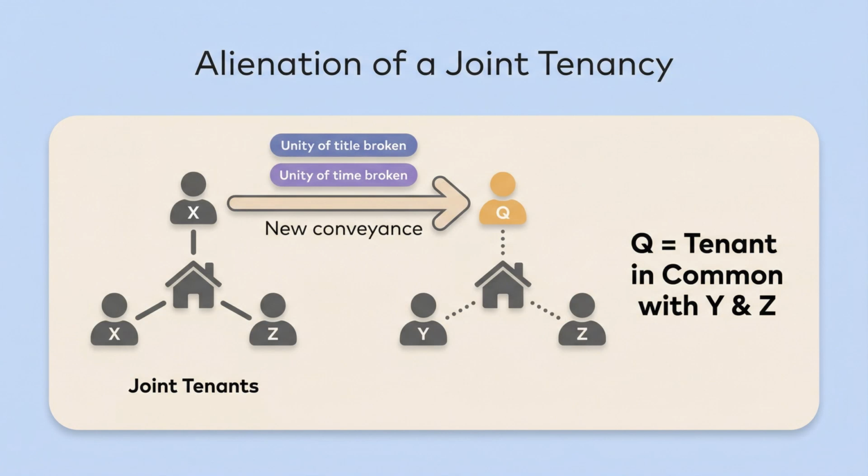Alienation is a classic severance event. If X, Y, and Z are joint tenants and X transfers their interest to Q, Q takes through a different conveyance and at a different time. That breaks unity of title and time for that share. Y and Z may remain joint tenants between themselves, while Q becomes a tenant in common with them.